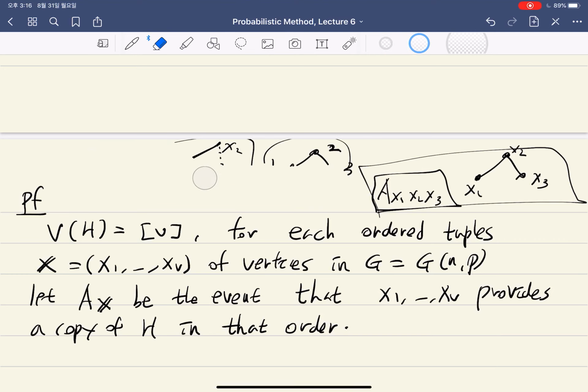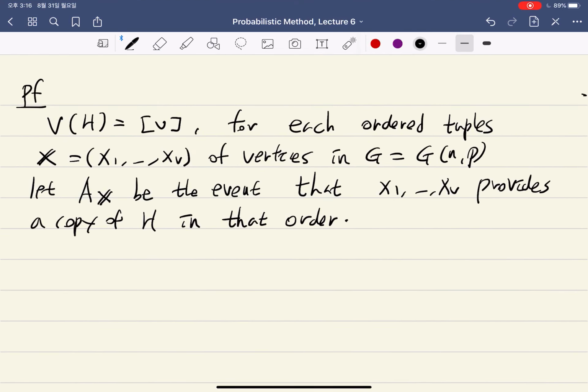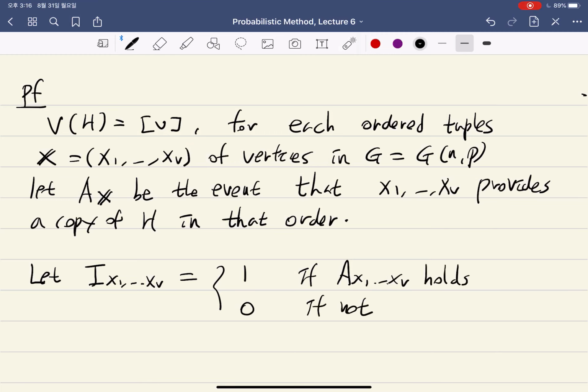That's how we define it, and let I_{x1,...,xv} be the indicator random variable, which is 0 or 1 depending on whether these events hold. If this happens, then 1, otherwise 0.